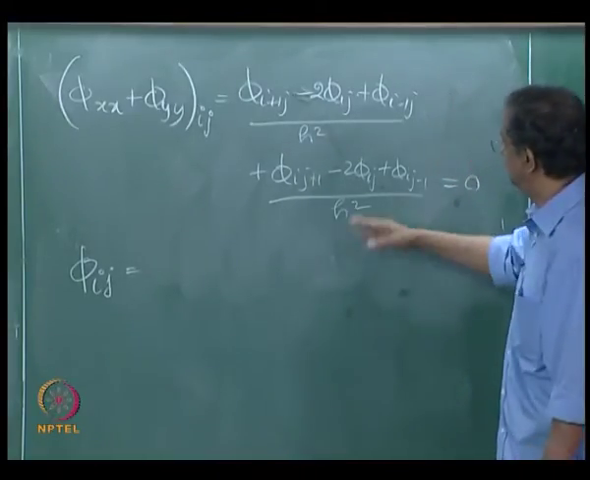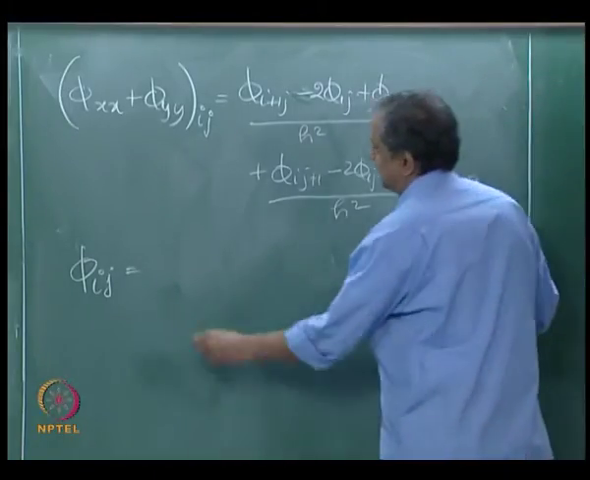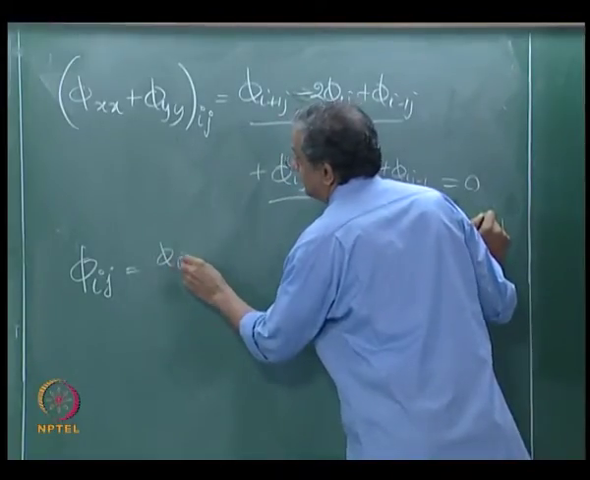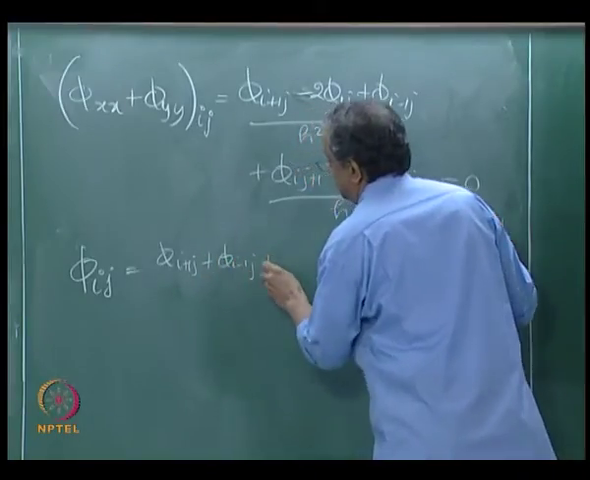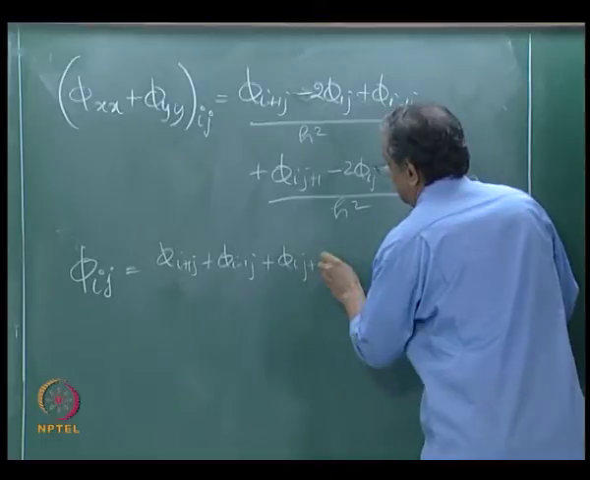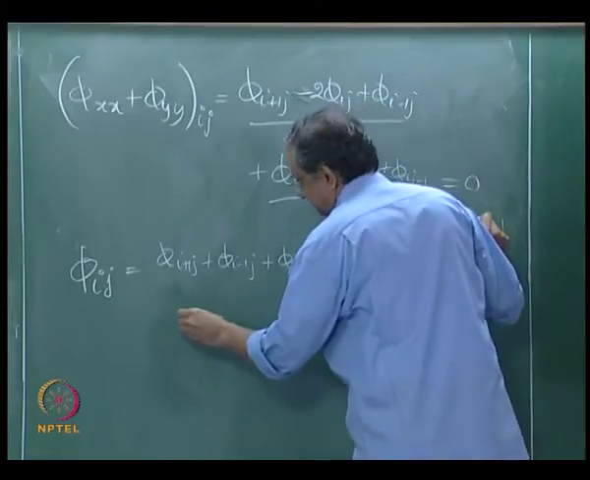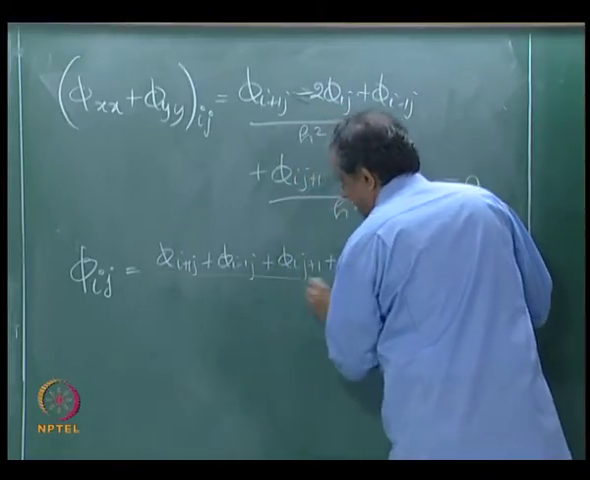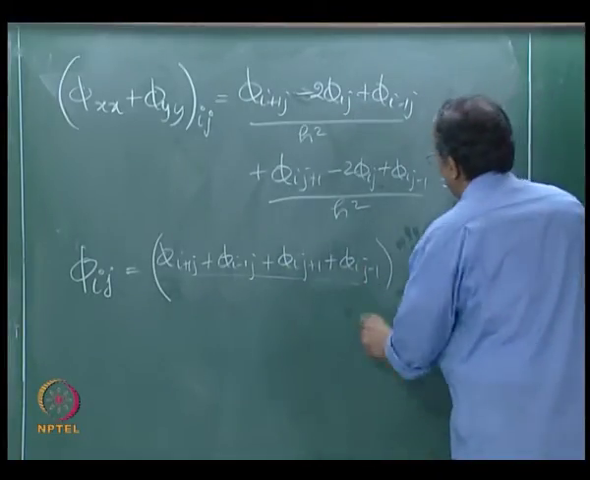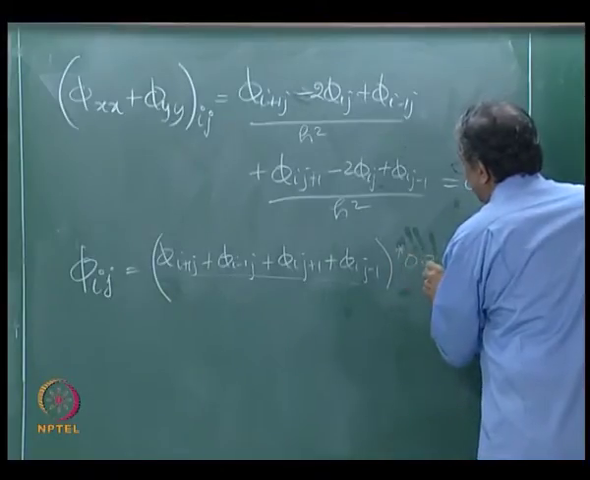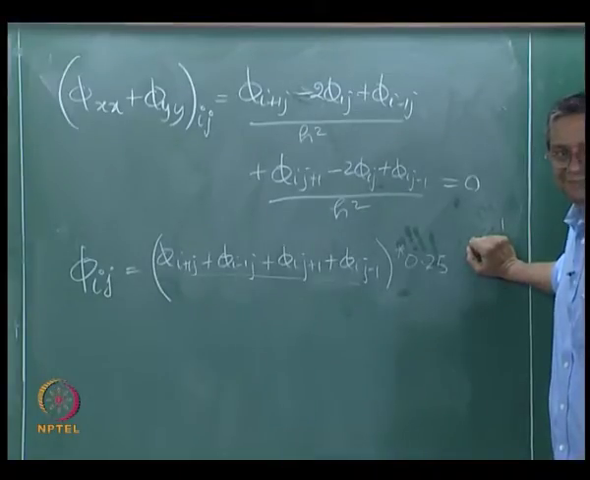In fact, if you multiply through by h squared, the right hand side is 0, so the h squared will go away, okay. This turns out to be phi i plus 1 j plus phi i minus 1 j plus phi i j plus 1 plus phi i j minus 1 by 4. You could write by 4, but just to encourage you to multiply instead of divide, I will write times 0.25. So now I change to a programming notation, multiplied by 0.25, okay, is that fine?